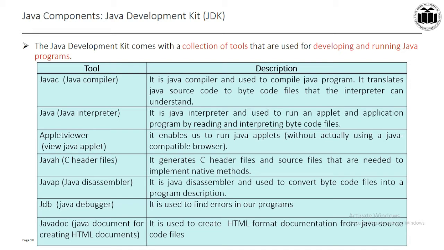Fourth, javah. It generates C header files and source files that are needed to implement native methods. Fifth, Java disassembler. It is used to convert bytecode files into a program description. Sixth one is Java Debugger. It is used to find errors in programs. And seventh one is Javadoc. It is used to create HTML format documentation from Java source code files.